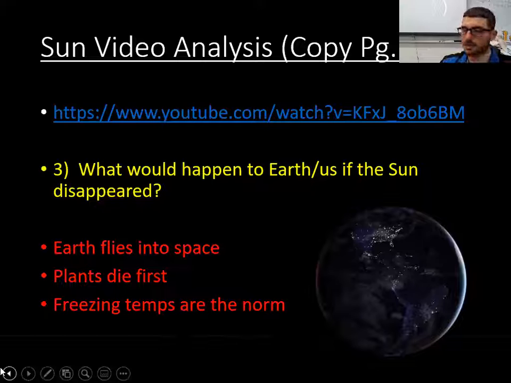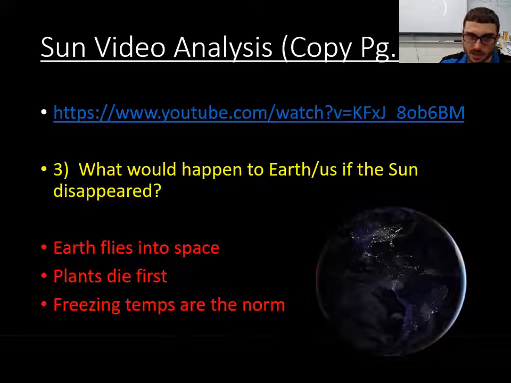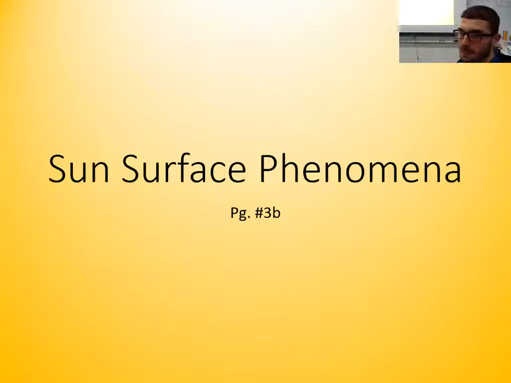So 3 things, three crazy things that happen on the surface of the sun. So let's take a look. If we look here, the title of page 3B is going to be Sun Surface Phenomena, as in interesting things that are unique to happening on the sun's surface. So that's going to be the title of page 3B.